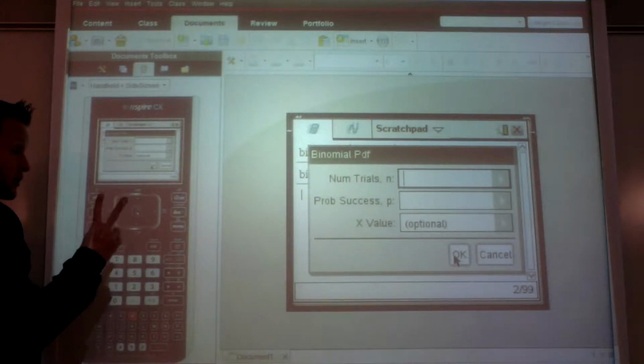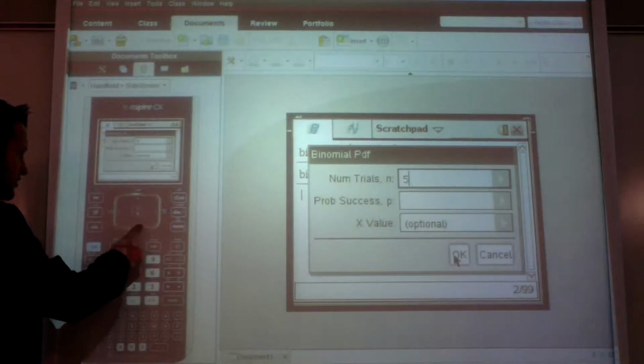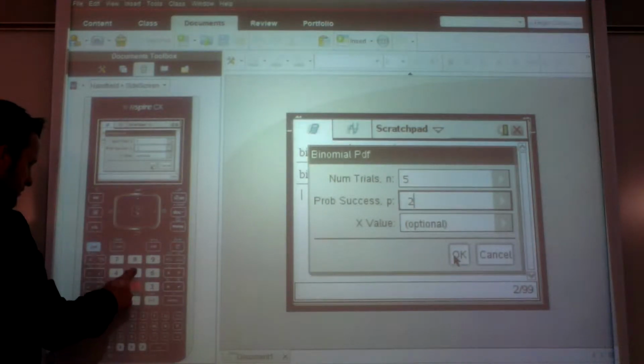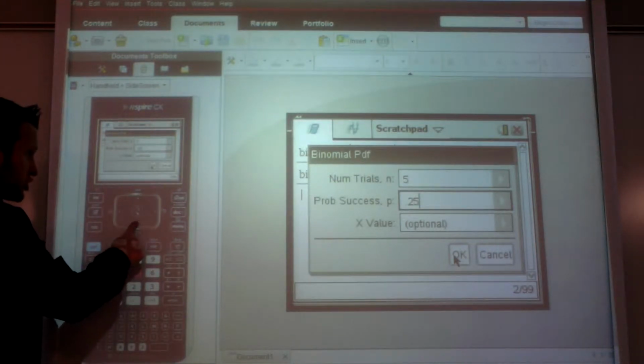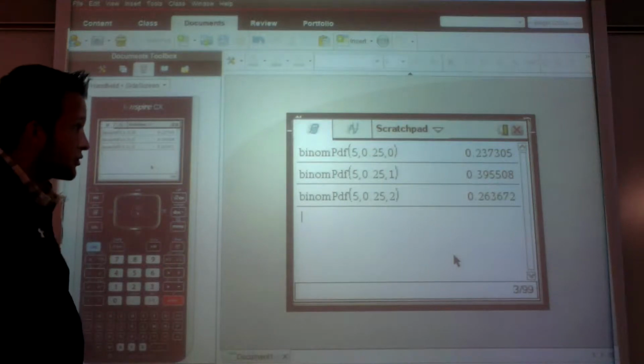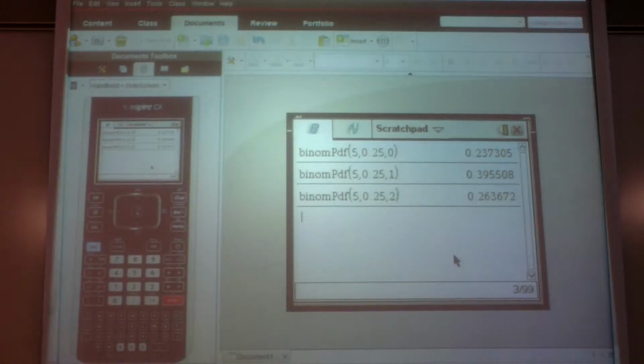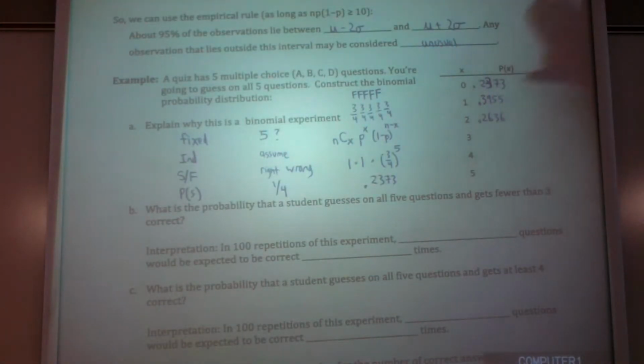So now we're saying what's it for 2, okay? So the number of trials, we're having 5 questions. This is 0.25 for a success, and we want 2 to be correct, or to be successes. Push enter, and that's 0.2636. Okay, so going back to here, 0.2636.